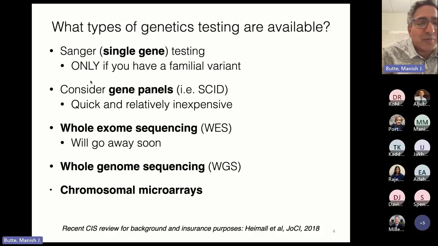Chromosomal microarrays are another kind of test, and that's key only for the large chromosomal disorders. The main one that you'll end up seeing is DiGeorge syndrome, 22q11 deletion syndrome. That one needs to be tested with chromosomal microarrays. Please don't order FISH testing, a very old school hybridization test that's really not sensitive enough for many of the 22q11 deletion syndrome variants that are out there.